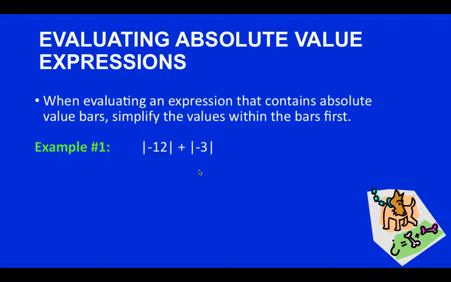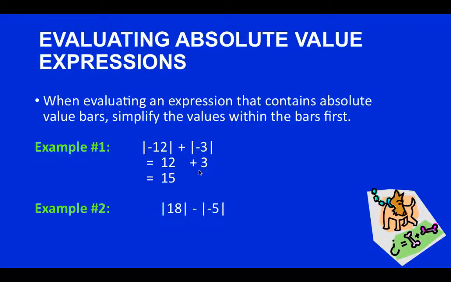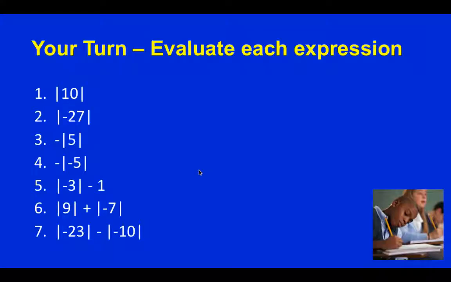When evaluating, simplify the values within the bars first. So now I have 12 plus 3 equals 15. Next, I have the absolute value of 18 minus the absolute value of -5. That's the same as 18 minus 5, which gives you 13. Your turn. Evaluate each expression.